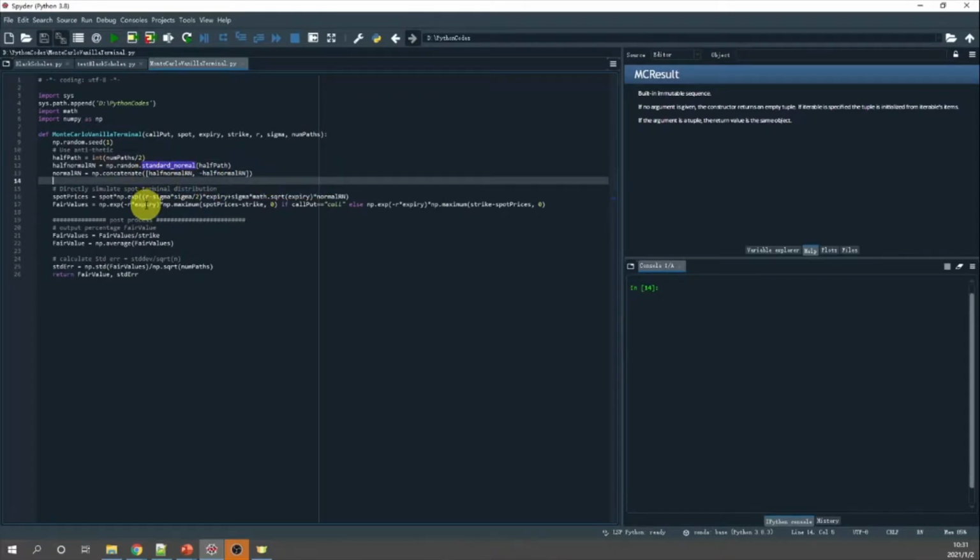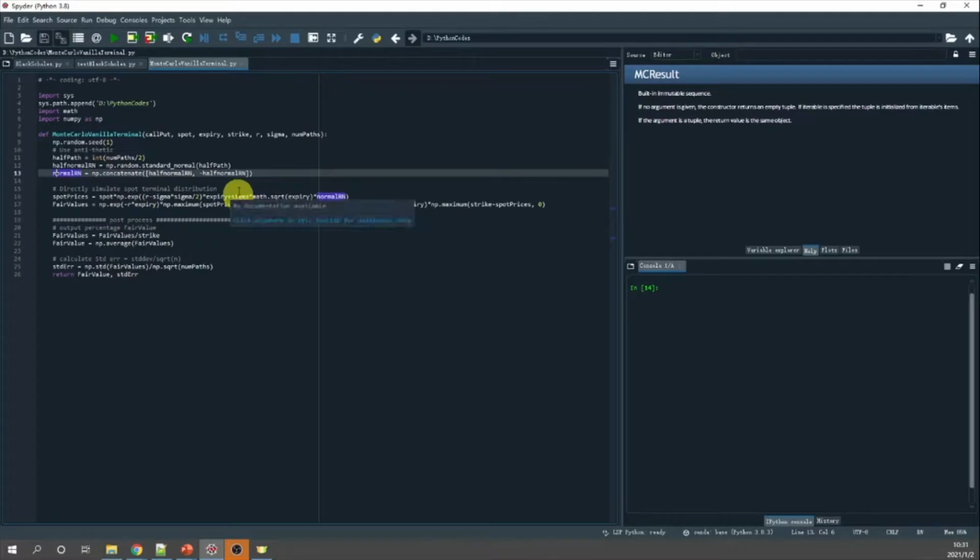So after I get the random numbers, I calculate the final stock price distribution. I put the random number here, times square root t times sigma, then plus r minus sigma square over two times t, then do an exponential outside, then times spot. So this is the spot price distribution. Then I calculate the fair value, which is e to the negative rt times, if it's call, s minus k. Otherwise, if it's put, then it's k minus s.